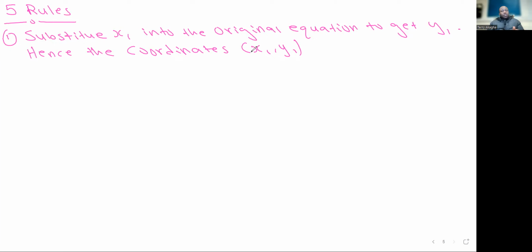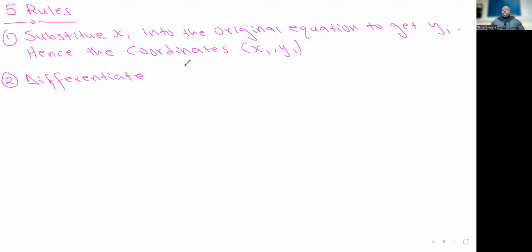In some questions, the x1 and the y1 will be given to you. In some questions, you only have the x1, then you have to find the y1. Is that okay? Then after you're done with that, the next thing you have to do is to differentiate.